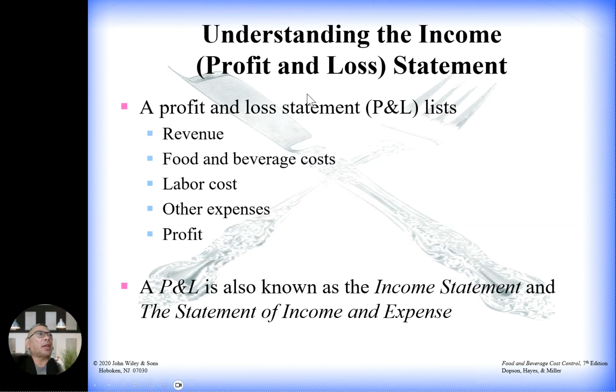Understanding the income statement, the profit and loss statement. The P&L lists the revenue, number one the food and beverage cost, number two labor costs, other expenses, and then the last one is profit. P&L is also known as the income statement and the statement of income and expenses.